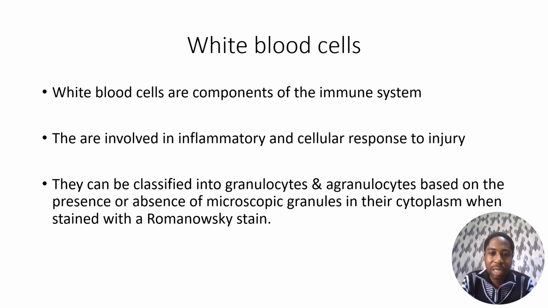And the white blood cells can be classified into two major types: granulocytes and agranulocytes. This classification is based on the presence or absence of microscopic granules in the cytoplasm of the white blood cells when stained with a special type of stain called Romanowsky stain.